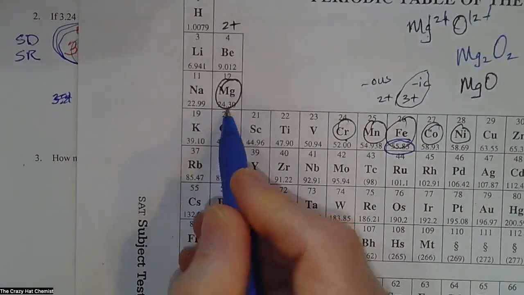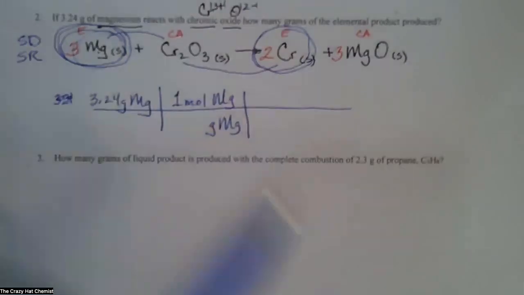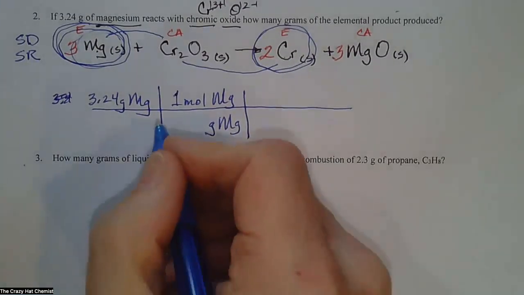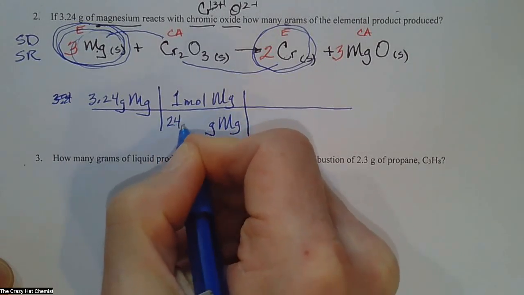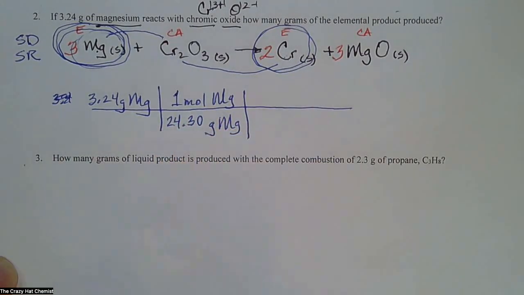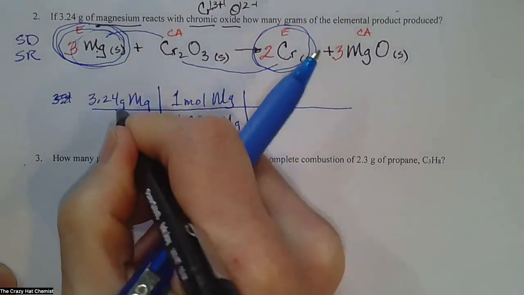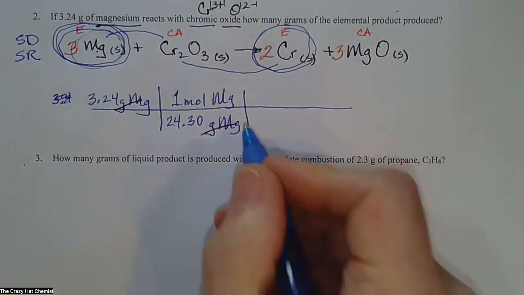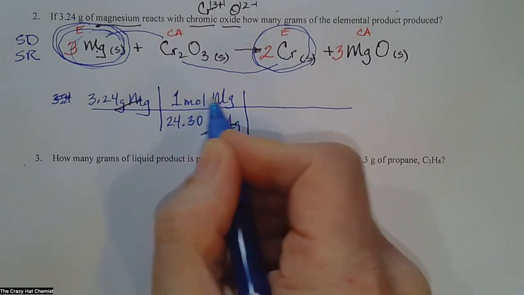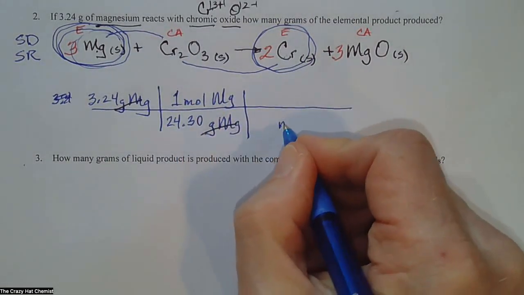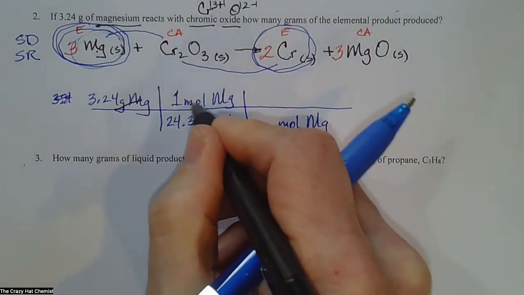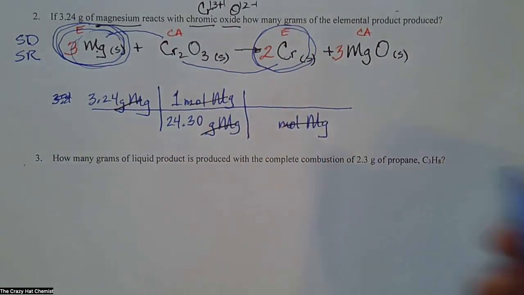That's 24.30. Okay, so 24.30 for the molar mass of magnesium. You should see that grams of magnesium cancels out. Now I'm going to have moles of magnesium here in the numerator. I'm going to have moles of magnesium here now in the denominator. That will allow me to cancel out the moles of magnesium. That's the whole purpose of canceling these out.